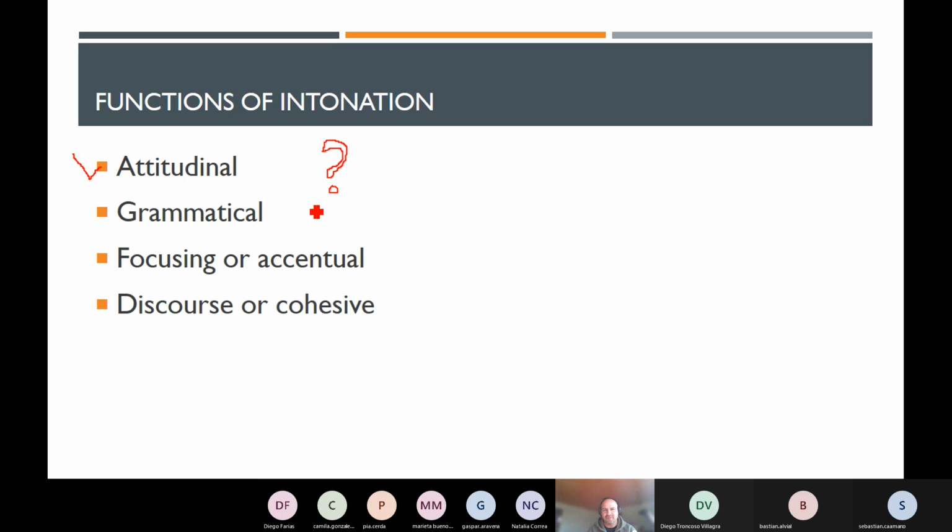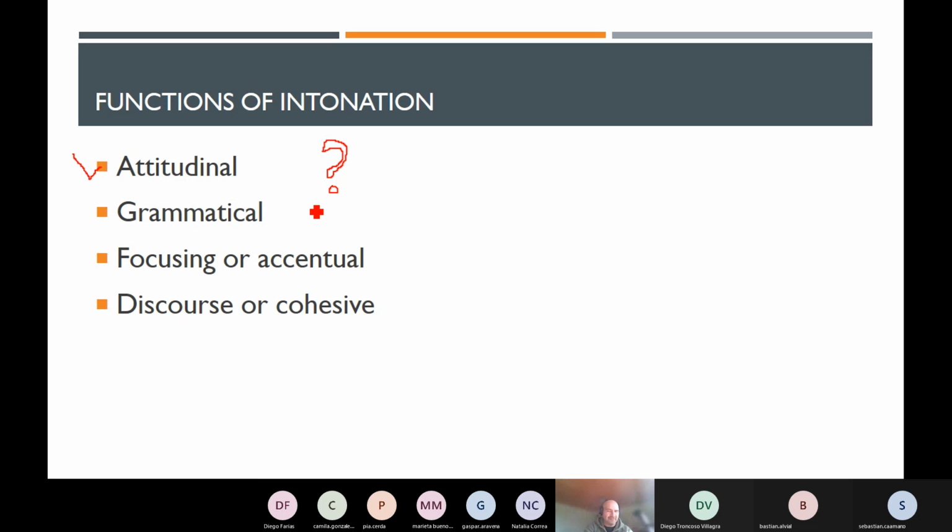So attitudinal has to do with attitude, right? With personality, with emotions, with feelings. How do you feel about a certain topic? How do you feel about a specific question that someone asks you? For example, if I tell you, do you know the answer to this question? And you say, yes. If you say it one way or another, that would have a different implication, right?